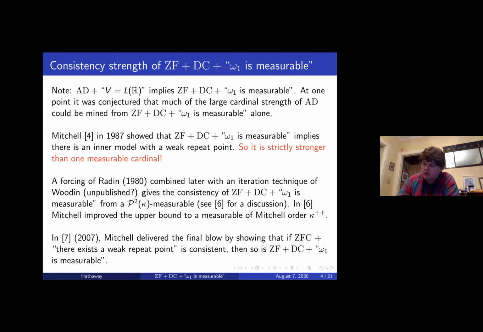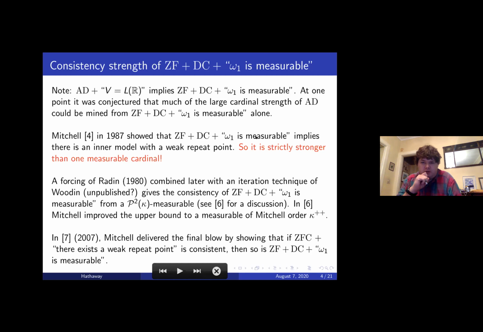Okay, so I'll keep that in mind. Something I'm going to say later, let's come back to that point. When I say ZF plus DC plus omega 1 is measurable, let's just assume I mean ZF plus DC plus omega 1 is measurable via the club filter.